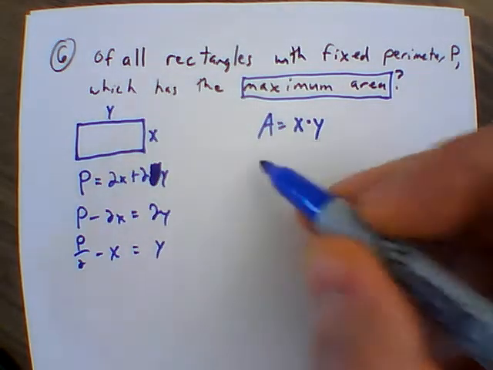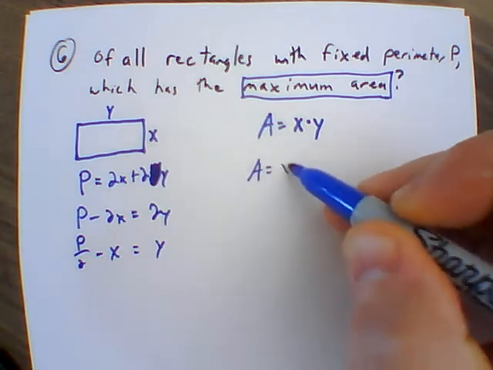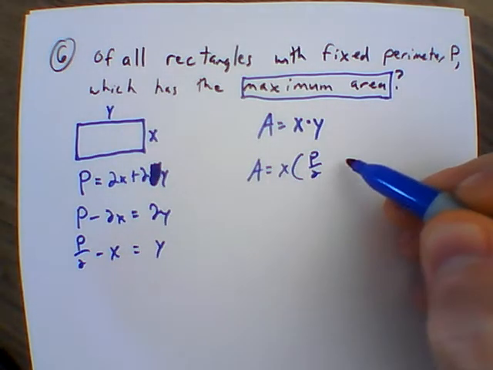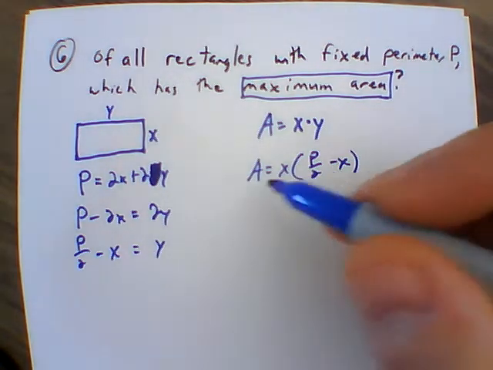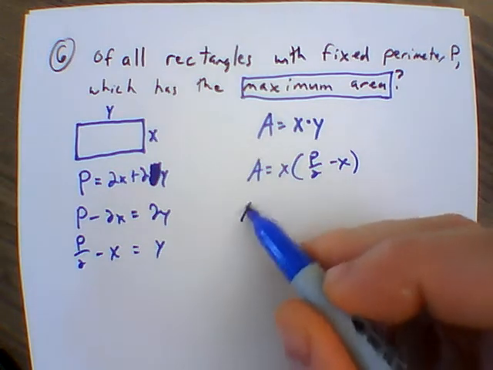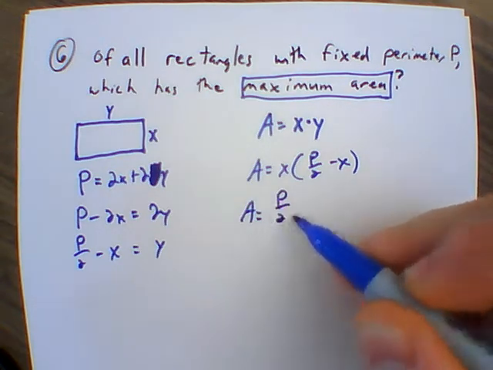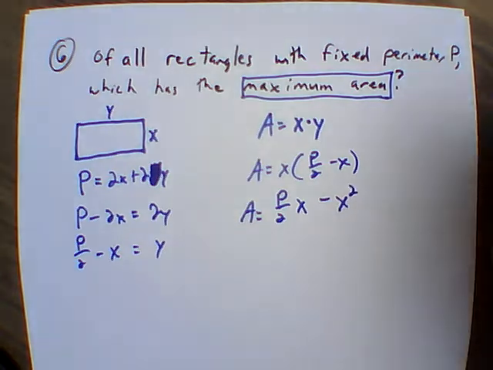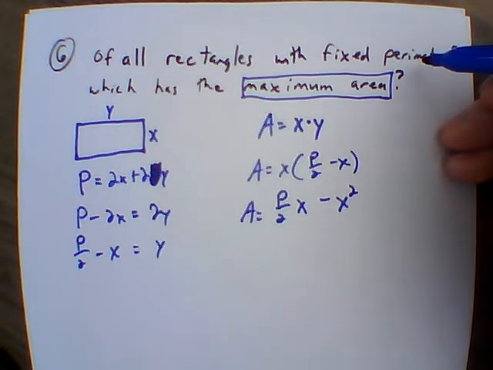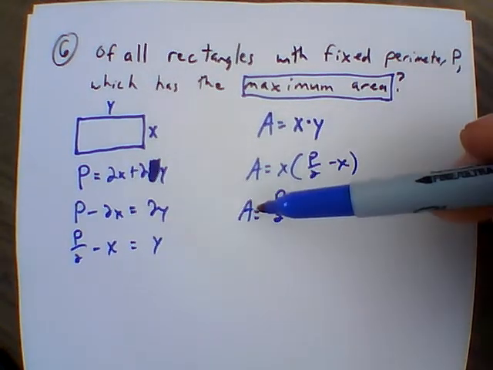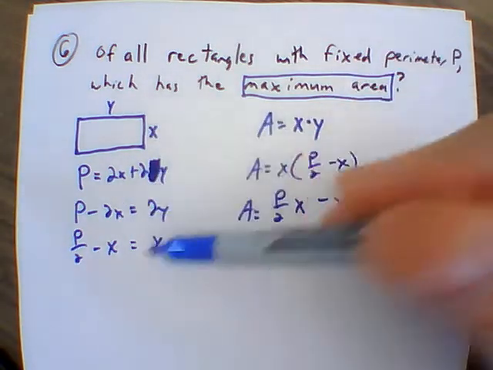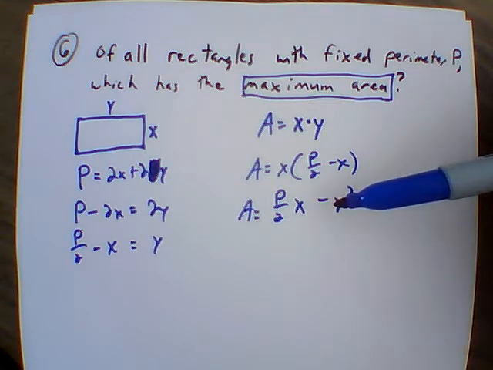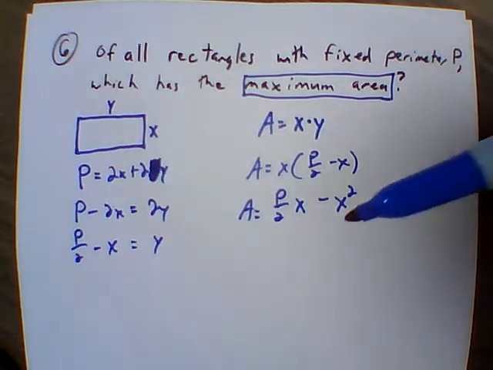So now that I have y, I'm going to substitute it up here, and I'm going to say area equals x times P over 2 minus x, because once again, that's what y was equaling. Multiplying it out, area equals P over 2 x minus x squared. Okay, so now we have our function. This is our area function. This is what we want to maximize, and we had our given constraints on it, and so now our function is in terms of the constraints that are on it right here.